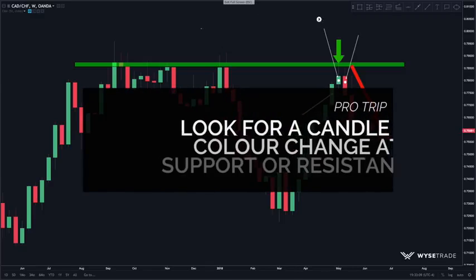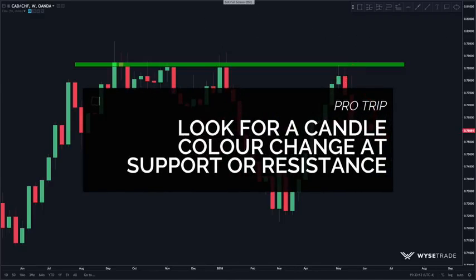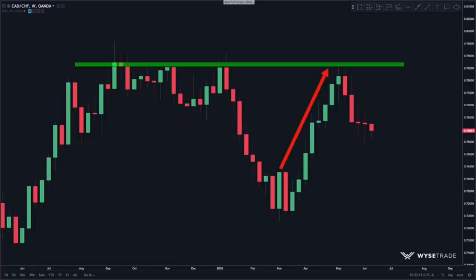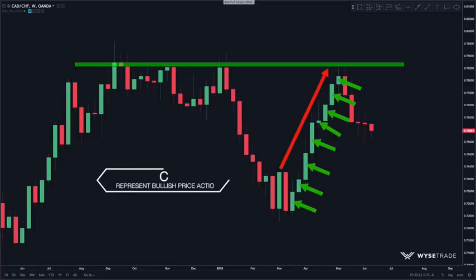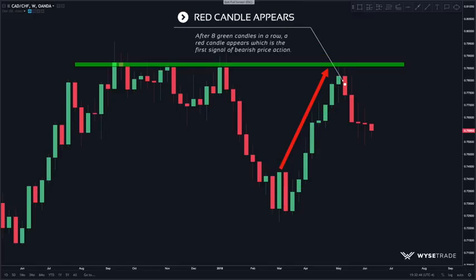Now, here's a pro tip. Look for a candle color change at support or resistance, which can signal a possible trend change. I'll show you what I mean. So as price is moving upwards, notice all the green candles. Green candles represent bullish price action. As you can see, there's 8 green candles in a row, before finally a red bearish candle appears. And the most important part is that it occurs right at resistance. And as you can see, price then reverses.